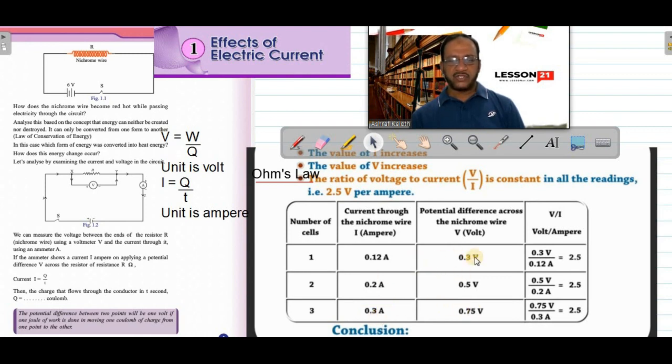When we divide these two quantities, V by I, potential difference divided by current, 0.3 by 0.12, that is equal to 2.5.